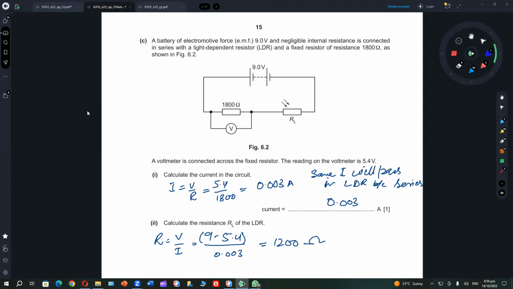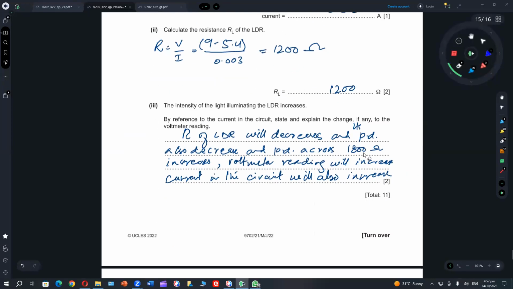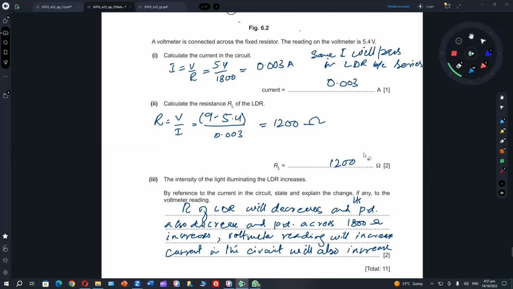In the second part, the logic is there. If this is 9 volt and this first resistor is getting 5.4, then how do we get the voltage across it? 9 minus 5.4. This is the logic of series combination. Calculate the resistance. So resistance of the LDR, R is equal to V upon I. I have subtracted it and get the value.